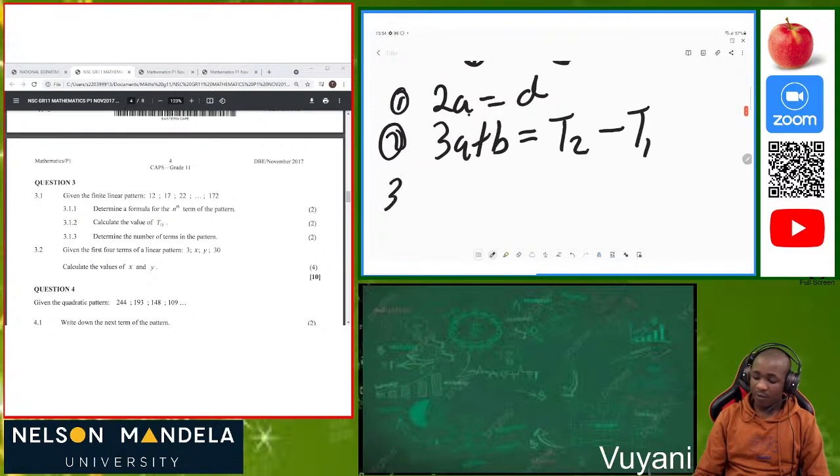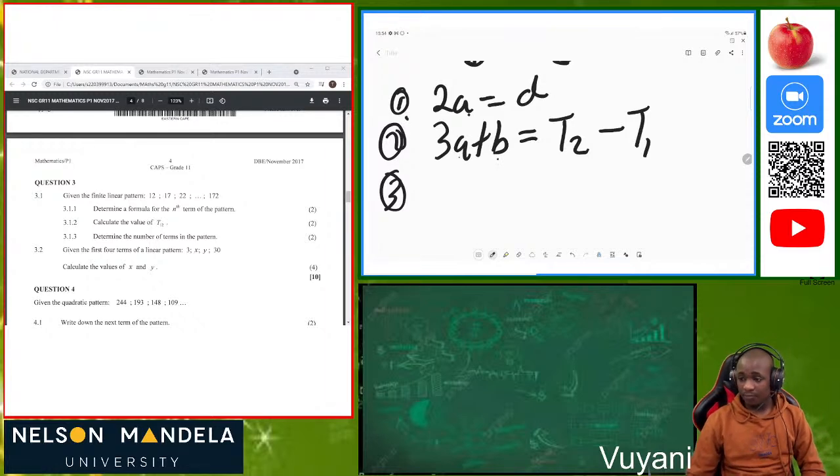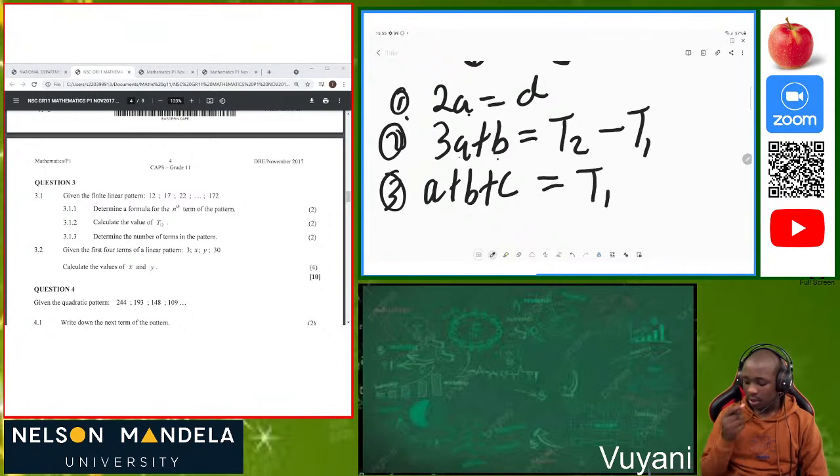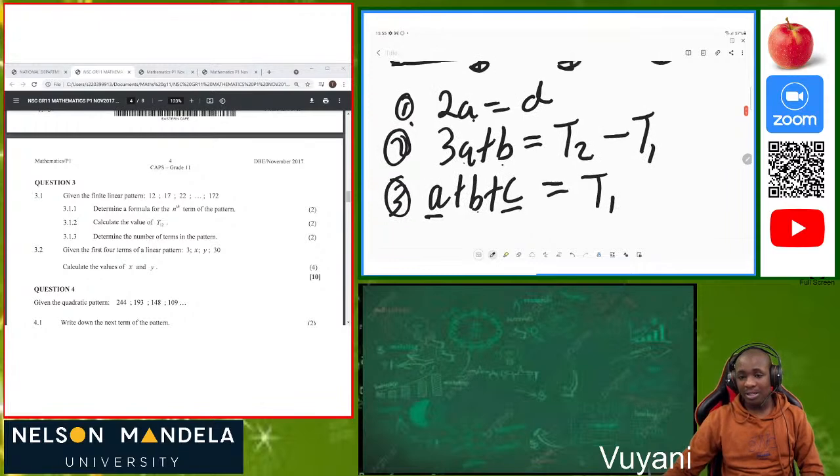Then the third one, in order for us to get the value of c, which means the value of a which we found in equation 1, we replace it in this equation so that we can get b. Now, in order for us to get c, we say a plus b plus c is equal to t1. Then we'll be able to get our first term. We'll be able to get our value of c, since we have already calculated the value of a and the value of b.